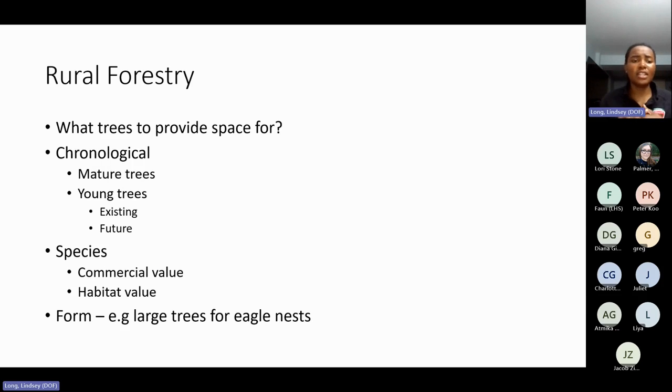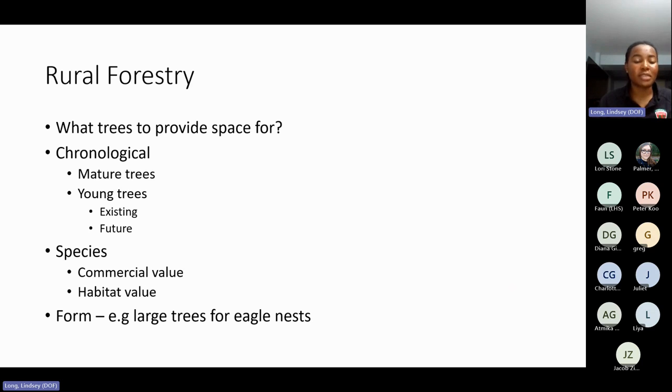And so I just mentioned how we are managing for space. So we know how we're going to manage them. We're going to allow trees space, but how do we even know what trees we're providing space for? What's a good tree? What's a bad tree? How old do we want them to be? Do we want them to be super young? What are we even looking for?